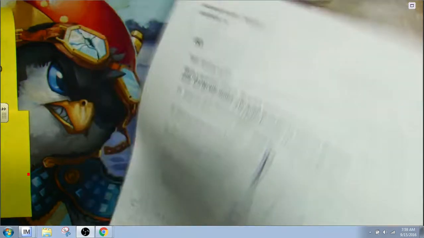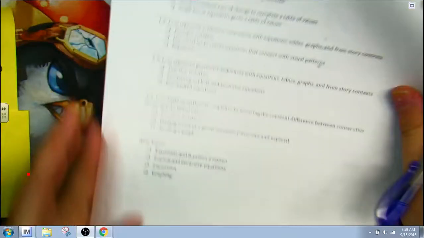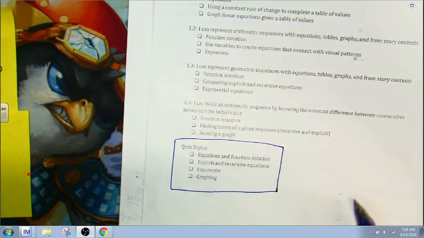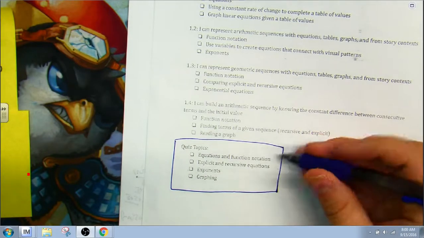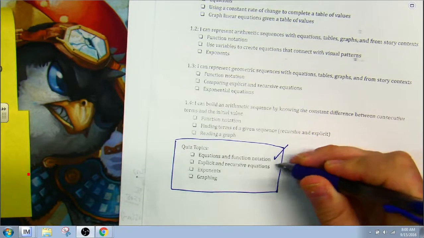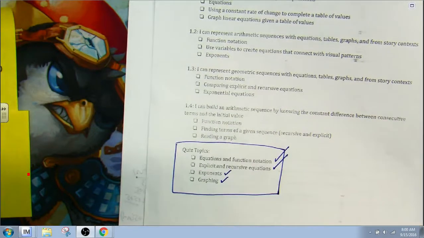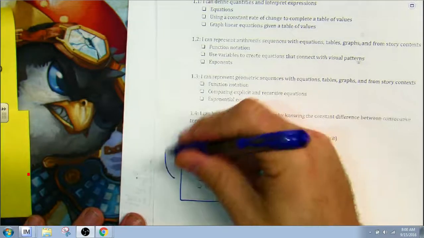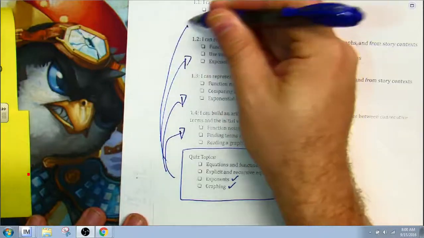Okay, one final bit before I let you guys go for the day. Keep in mind, I give you the quiz topics each and every week on this page. This lets you know, in this case, 4 sections that I'm going to quiz you on. These are the 4 things I want you to be able to do. Equations and function notation, explicit and recursive equations, exponents, and graphing. All of these problems will be taken from the quiz itself. So go ahead and make sure you look at all of these different sections, because that is exactly where I'm going to be pulling questions from.